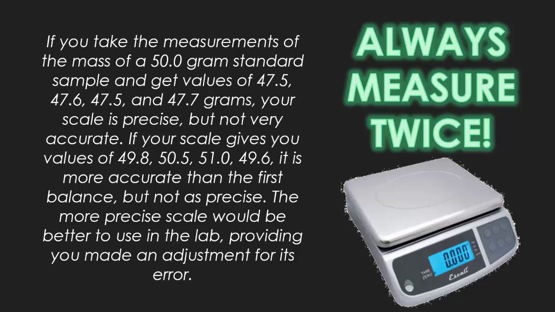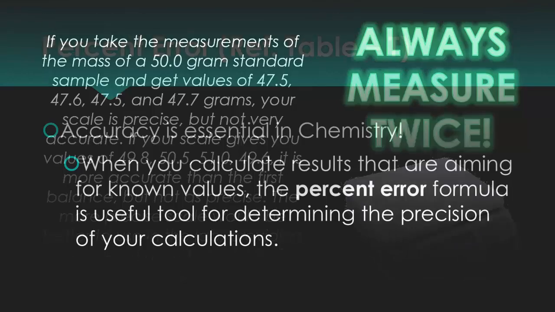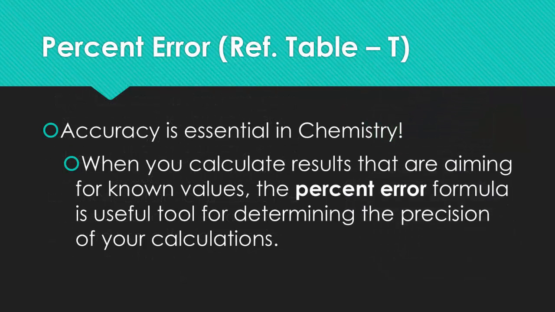The more precise scale would be better to use in lab, providing that you make an adjustment for this error. This is why you should always measure things twice. Sometimes the electronic readers are not accurate. So on reference table T, we're going to look at percent error. Accuracy is essential in chemistry, so we always are going to measure our percent error in a lab.